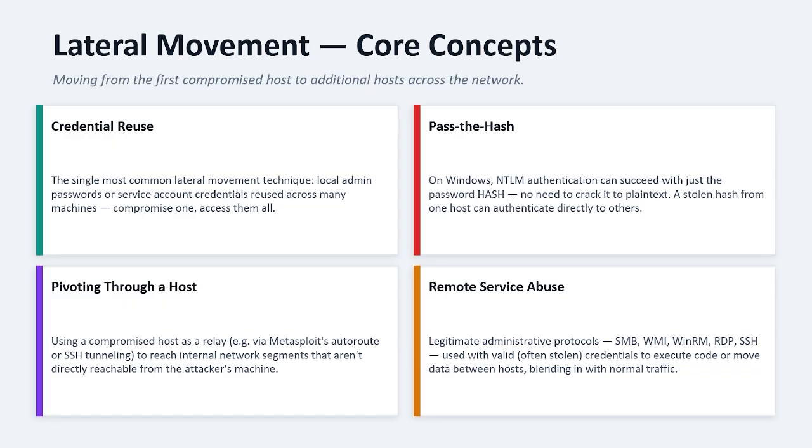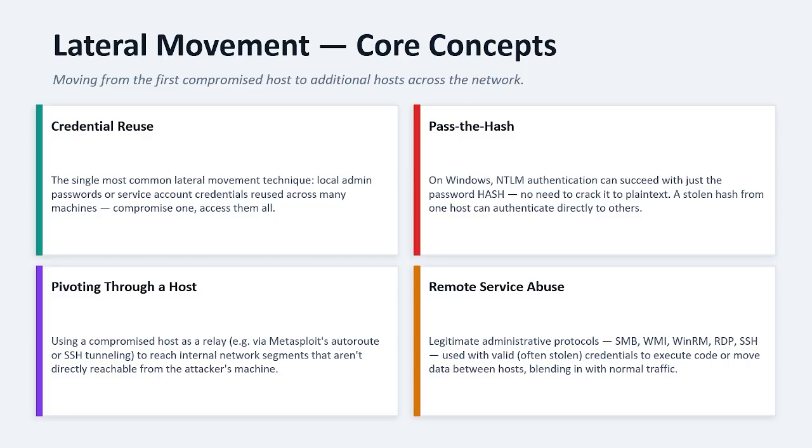There is the pass the hash. So on Windows, NTLM authentication succeeds with just the password hash. You don't even need to crack it. So if you get the hash, you can just pass that through. Again, this hopefully is mostly patched these days, but you will come into some environments which may still enable that pass the hash vulnerability. You can use a compromised host as a relay and reach internal network segments that aren't normally reachable from your particular machine.